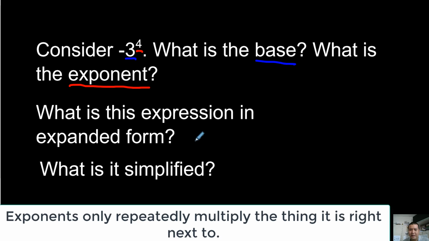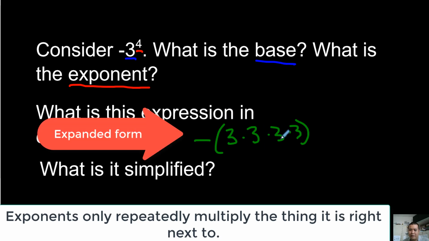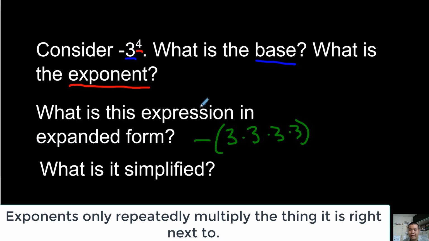Okay, so what is this expression in expanded form? This is negative, parentheses, 3 times 3 times 3 times 3. Okay, that's what this is, because this 4 does not apply to this negative right here because it is not right next to it. So 3 times 3 times 3 times 3, put a negative in front of it, just like how this negative is right in front of the 3. Again, the exponent only applies to the thing that is right next to it.